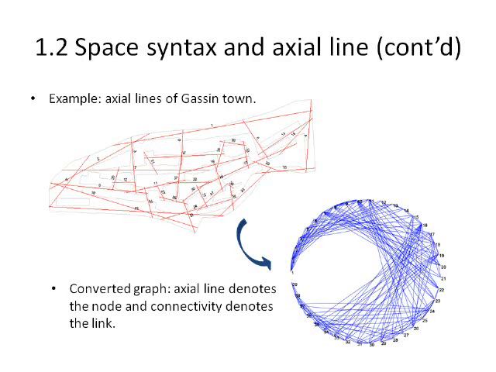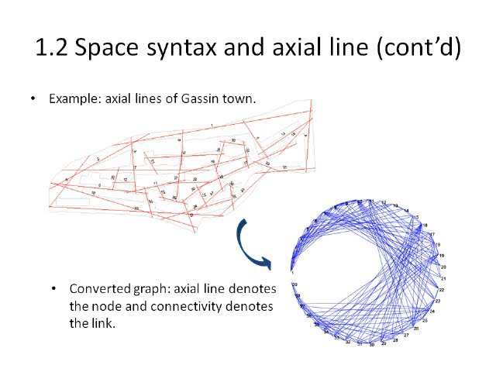Now let's take Gassin Town as the example again. The solid red lines are the axial lines of Gassin Town. Each axial line represents an individual space. They connect each other and cover the entire geographic space in Gassin Town. All the axial lines together are called axial map. The important feature is that the number of axial lines is the least, which means each axial line is the longest one in the represented space.